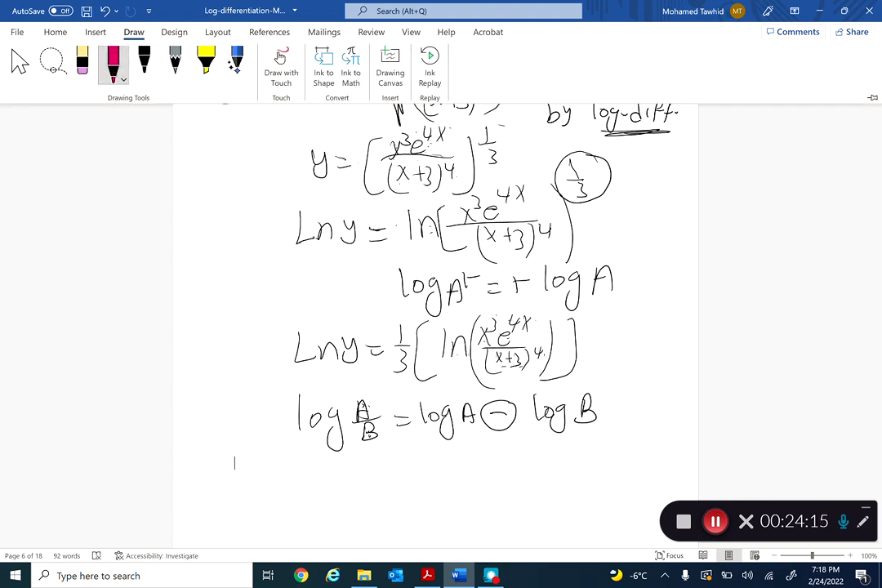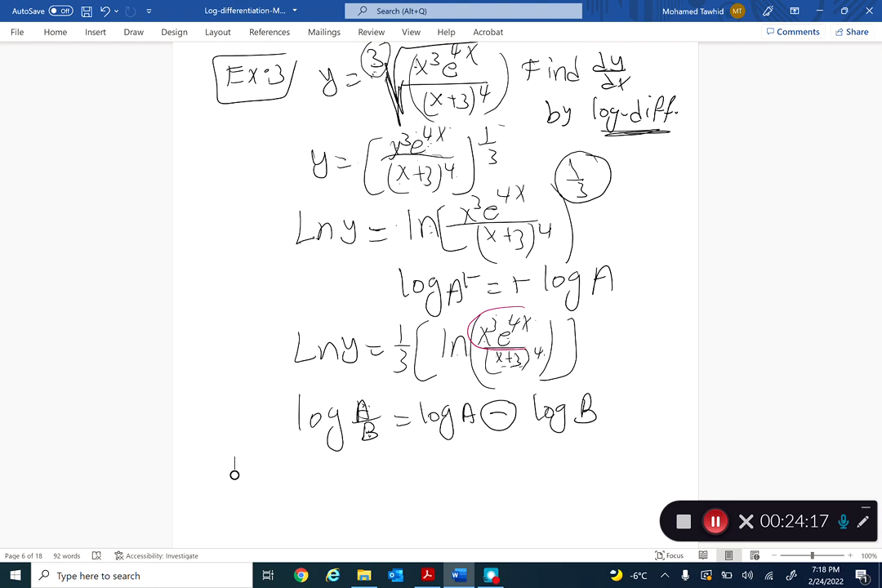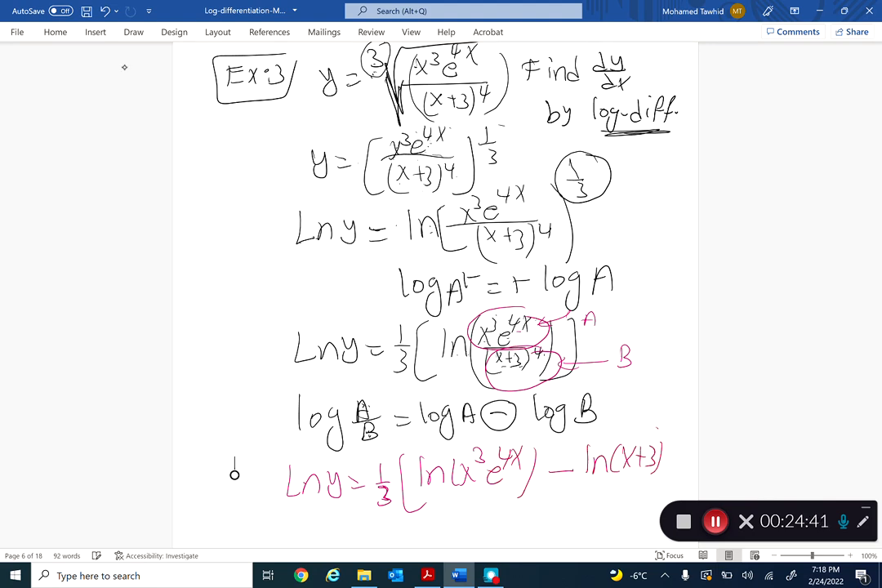So if I use different colors here, that is your a, the red ones. Whatever you have up, that is your a. Whatever you have down, that is your b. A over b. So what do you have? You have ln y equals 1/3 outside, and then inside it will be log of whatever you have up, which is x cubed e to the power 4x, minus log of (x plus 3) to the power 4. So that is your a, and that is my b. Log a minus log b. So that is the rule.